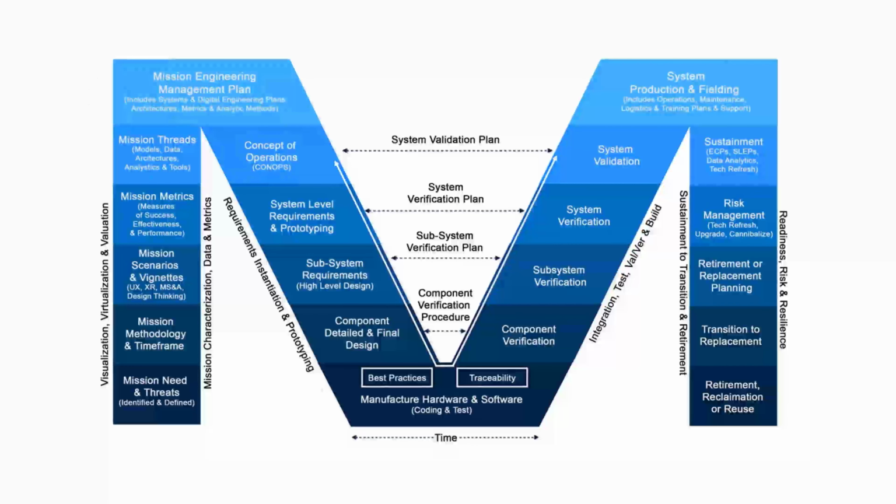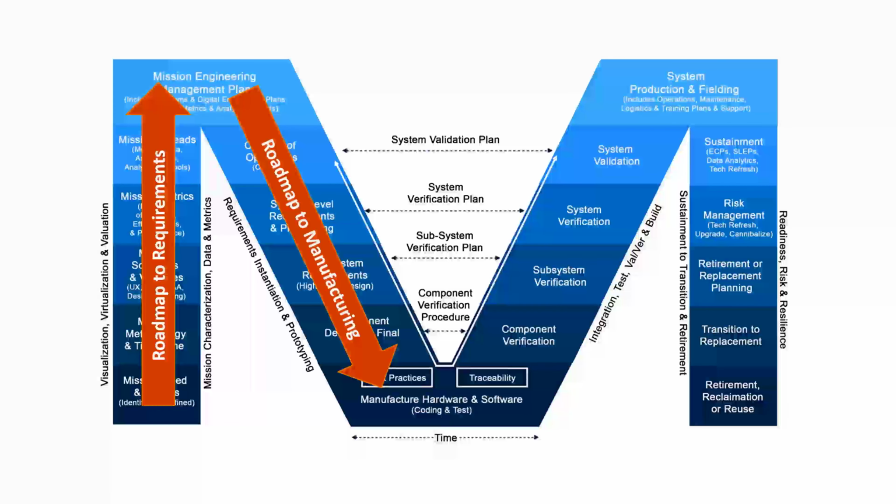The Mission Engineering M is composed of 4 roadmaps. The first leg of the M represents the roadmap toward defining mission requirements. This leg includes characterizing the mission and metrics, publishing the findings and development of the Mission Engineering Management Plan. The second leg of the M represents the roadmap to developing the system's hardware and software. It includes opportunities for prototyping and other best practices to secure the desired engineering design.